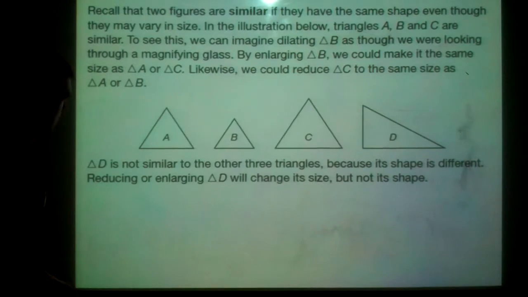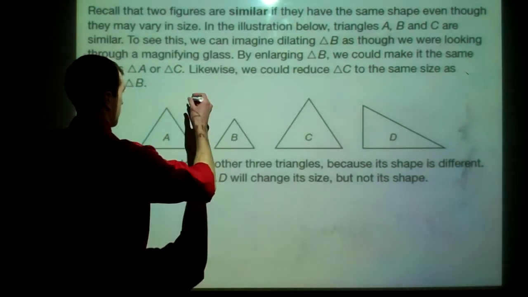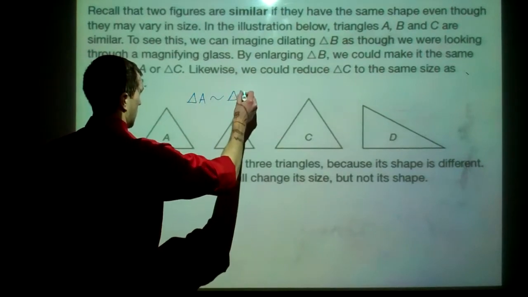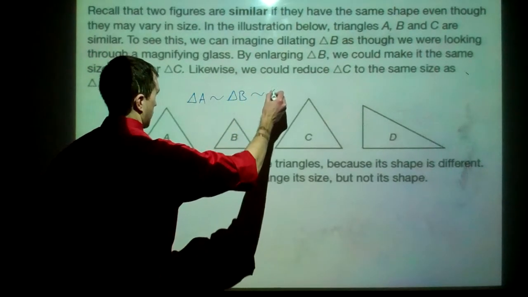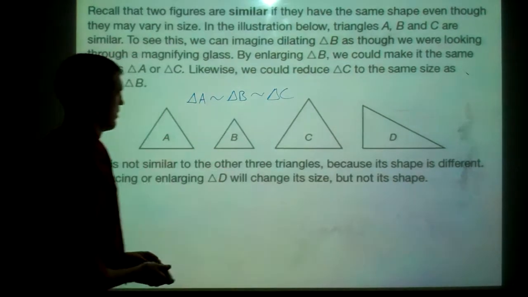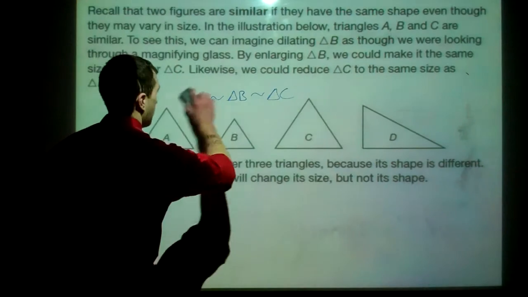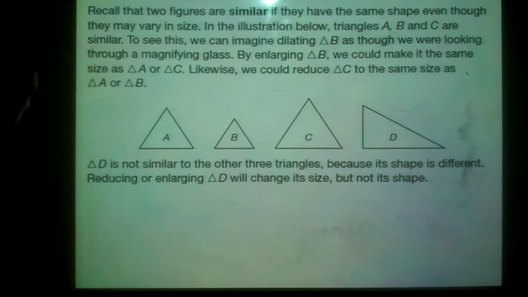And to write that, we've talked about that before, we would say triangle A is similar to triangle B, and they're both similar to triangle C. So similar is just that little squiggly line right there. And it says triangle D is not similar to the other three triangles because it's a different shape. Reducing triangle D or enlarging triangle D will change its size but not its shape. So D is not similar to the other three.